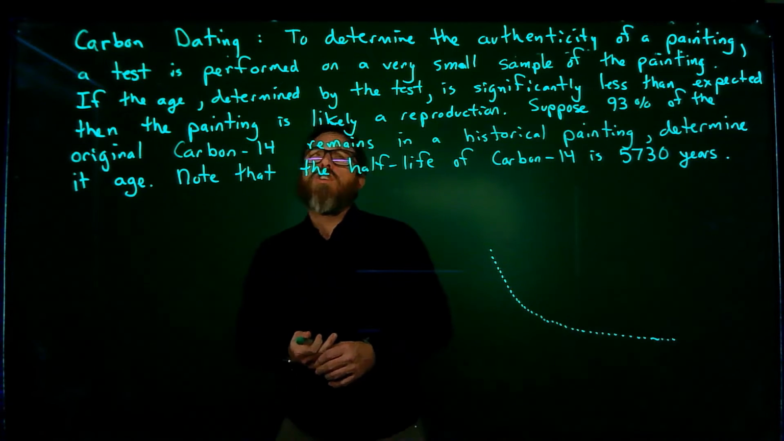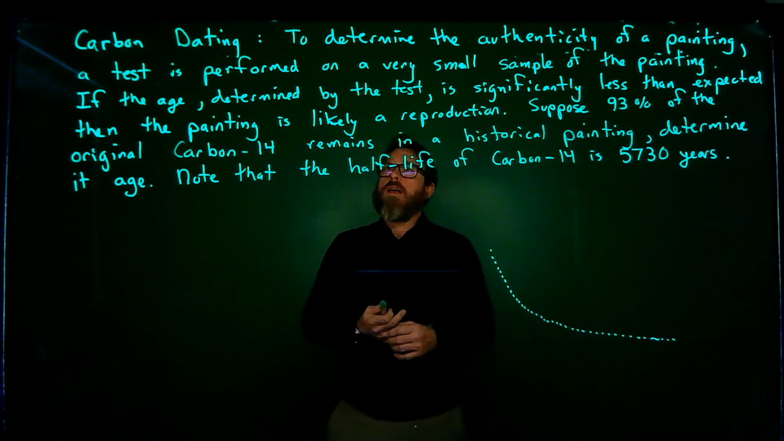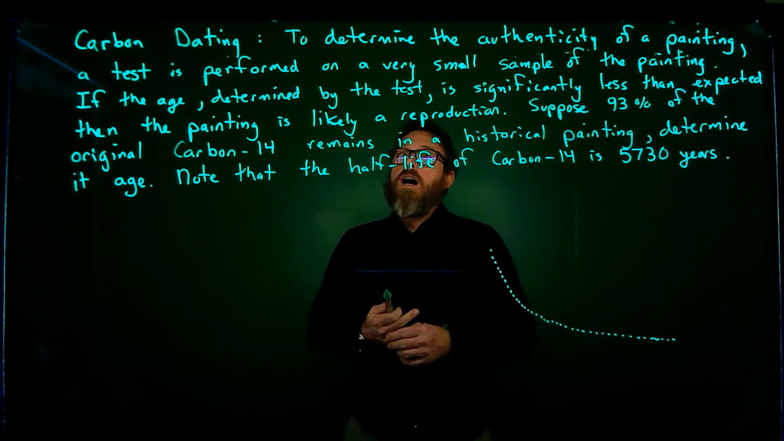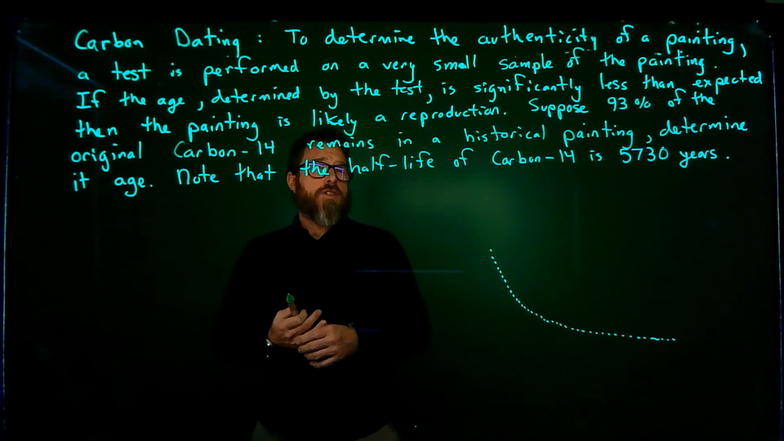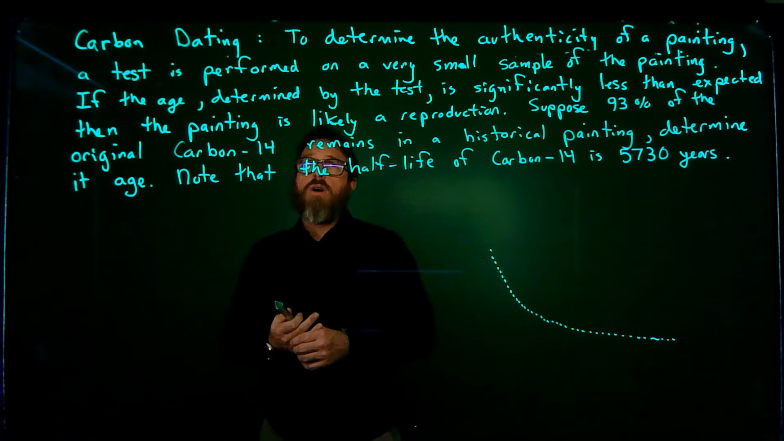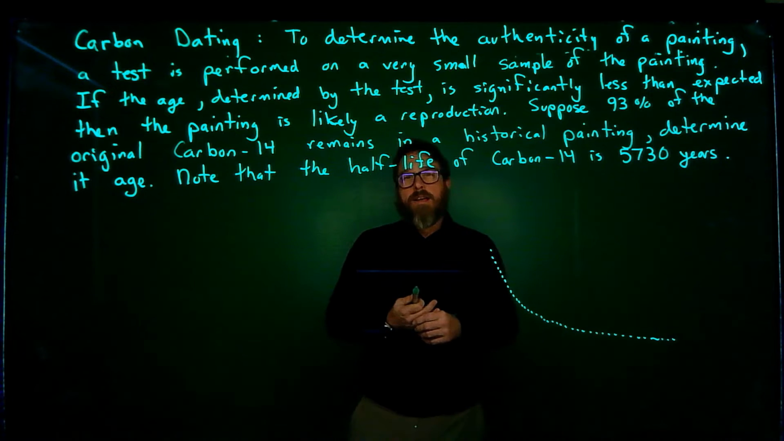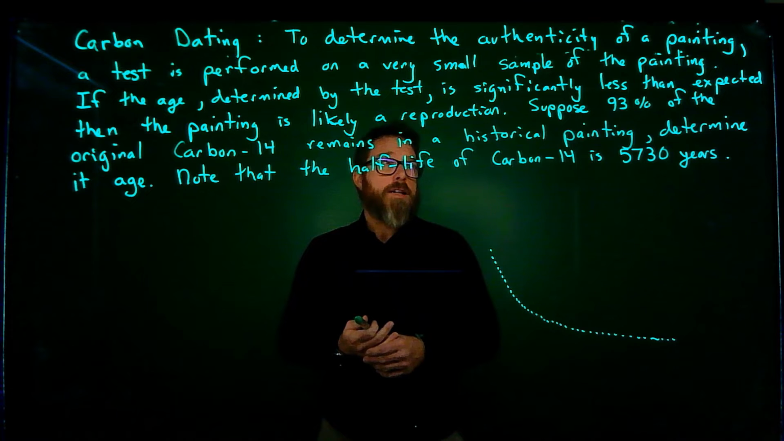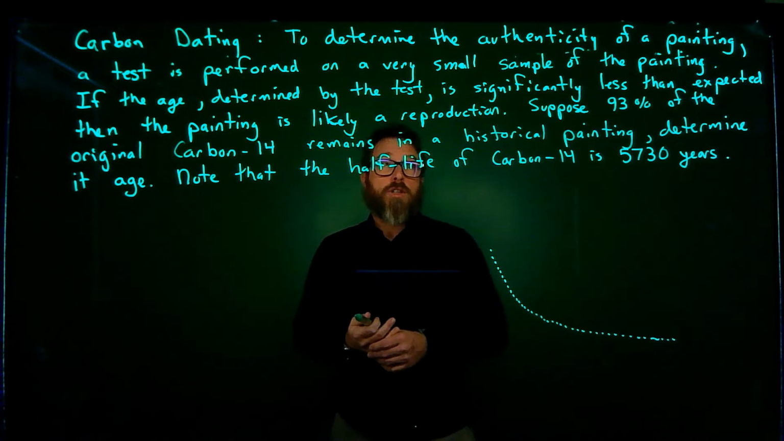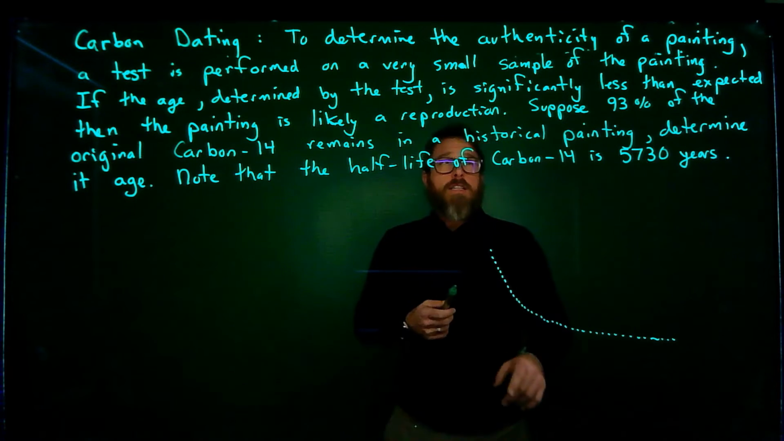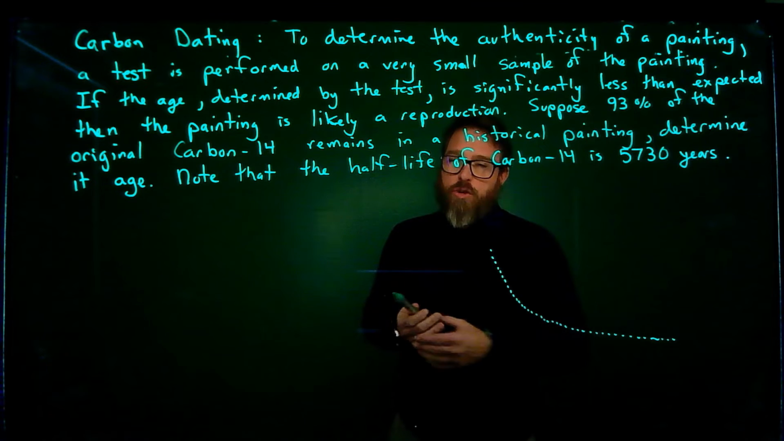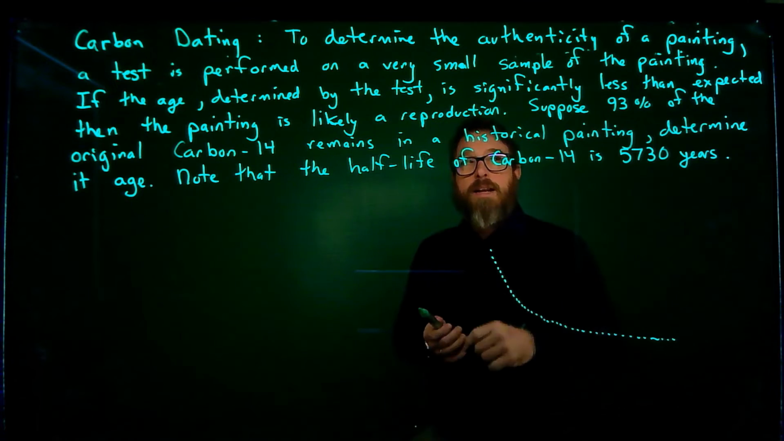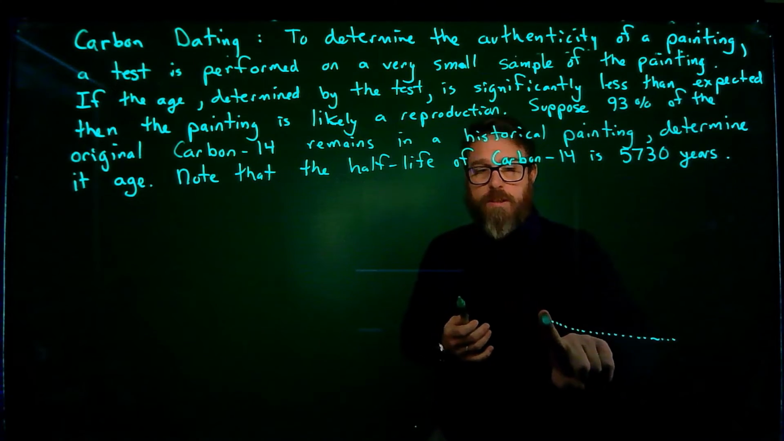So in order to determine the age of a painting, what we do is we take a very small sample of that painting, and we test it and determine how much carbon-14 is left in there. So if the amount of carbon-14 left is less than expected, we can really claim that painting is likely a reproduction. So let's suppose that I have this historical painting, I took a little piece off, I tested it, and I noticed that there's 93% of that carbon-14 remaining.